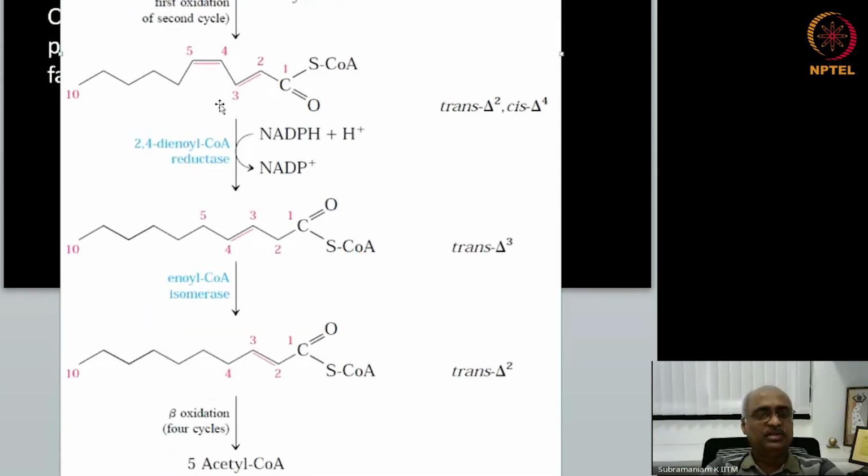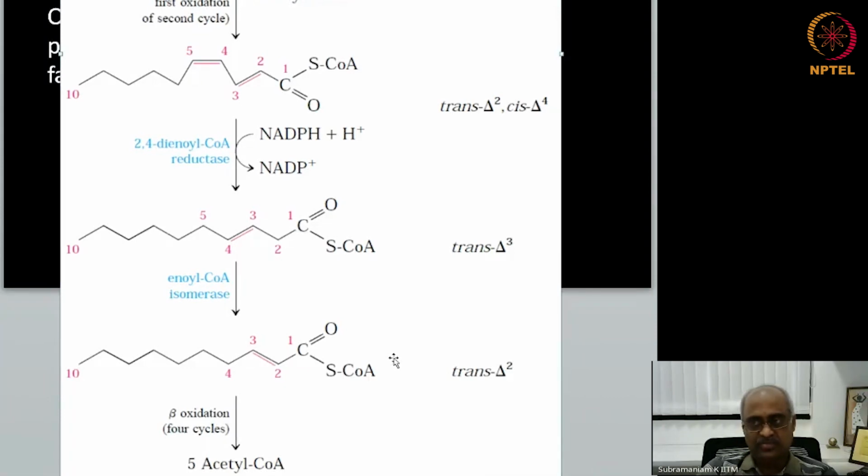So what this reductase does is it reduces one of the double bonds and repositions the other one such that these 2 double bonds, like delta 2 and delta 4, now become delta 3 trans. And then another isomerase converts that into 2 and 3. So the combined action of an isomerase and reductase ends up producing the right orientation of the double bond so that this polyunsaturated fatty acid can be fully oxidized by beta oxidation.